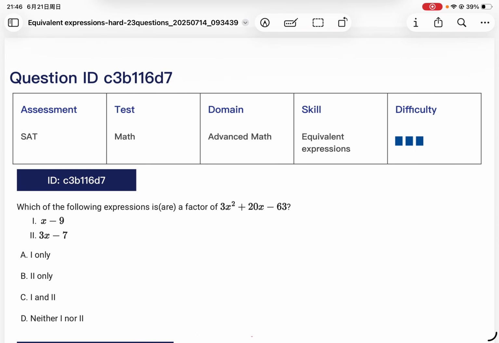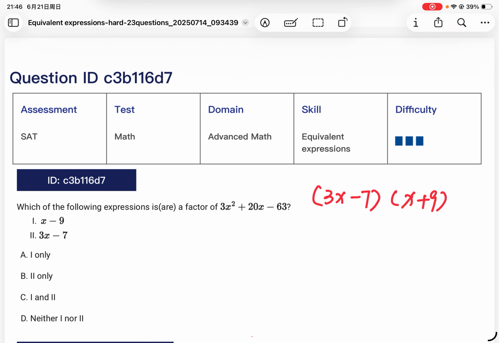Which of the following expressions is a factor of 3x squared plus 20x minus 63? A very standard approach to solving this problem is cross multiplication. If you use that one, you should quickly get the factored form of this expression: 3x minus 7 times x plus 9.